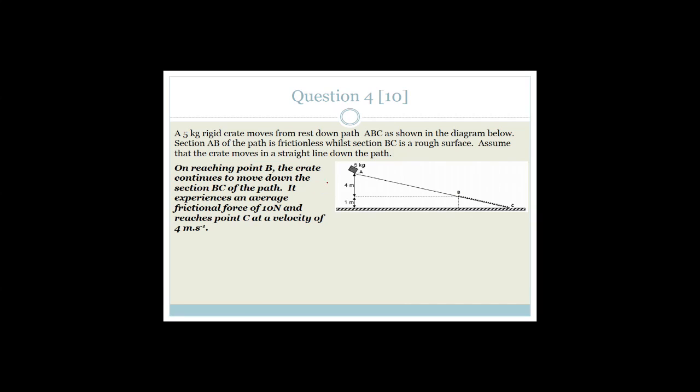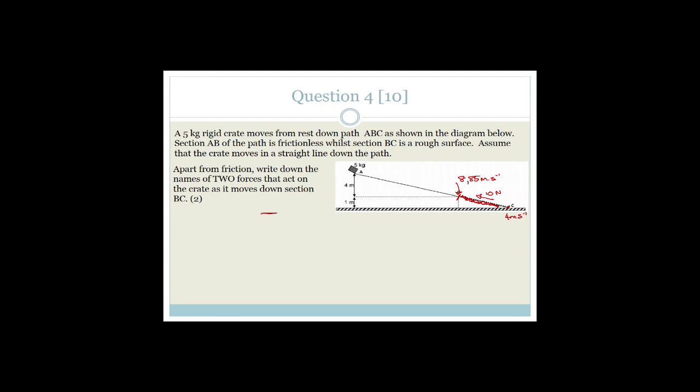It says, on reaching point B, the crate continues to move down section BC, but remember section BC has lots and lots of friction, okay? It experiences an average frictional force of 10 newtons. So there's 10 newtons upwards, okay? And it reaches point C at a velocity of 4 meters per second. Now we've just worked out that it got to this point with a velocity of 8.85 meters per second, right? So now let's see what the question is.